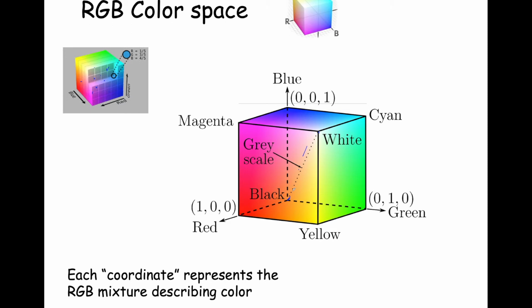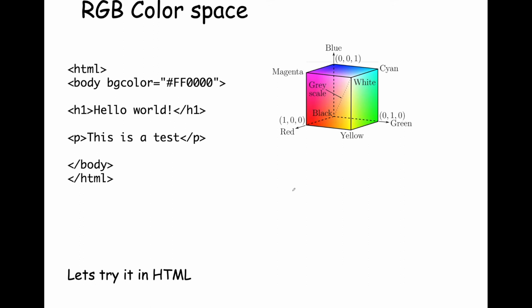And so each coordinate represents the mixture of RGB, red, green, blue, resulting in a particular color. And so when you go to an HTML website, one of the things you can set is the background color. The background color is in hexadecimal, which is base 16. You can specify the first two hex digits. These are 8 bits, so each hex digit is 4 bits. You can specify the level of red, of green, and of blue.